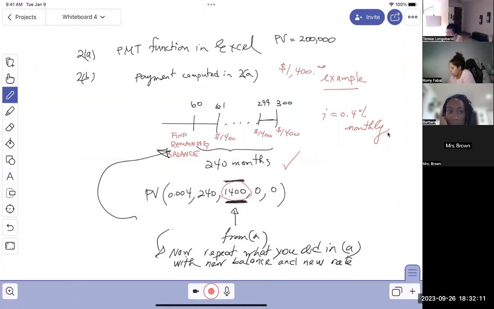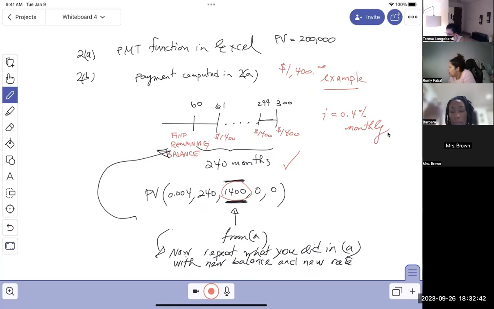$200,000 is your PV, and you use end of period payments in the function for payment, and you find the payment. Once you find the payment, you use it to find the balance after the 60th payment has been made. I just use a fake number here just to show that's what you do. And then once you get the balance, whatever you get there, that would be your PV.